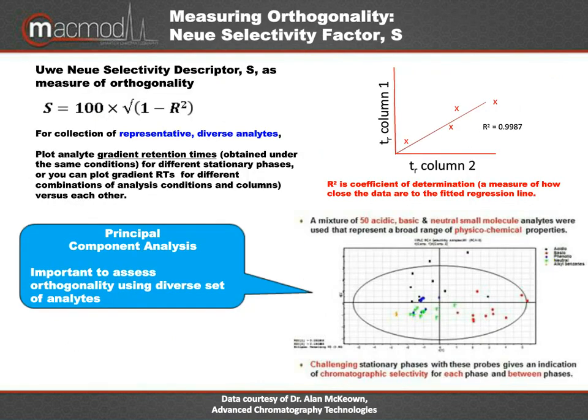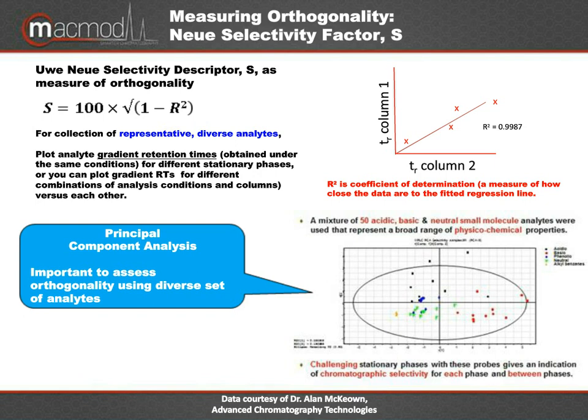Now, just a brief introduction to the way that orthogonality of phases and conditions is often measured by many now. The late Uwe Neue of Waters came up with a selectivity descriptor S that is a measure of orthogonality, and it's given by the equation there in the top left of this slide. An example scatter plot is shown on the top right.